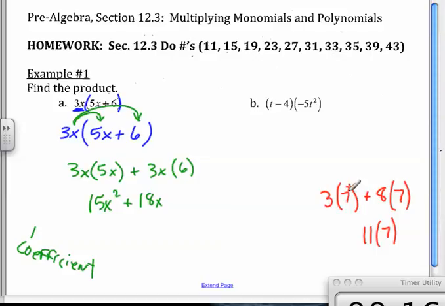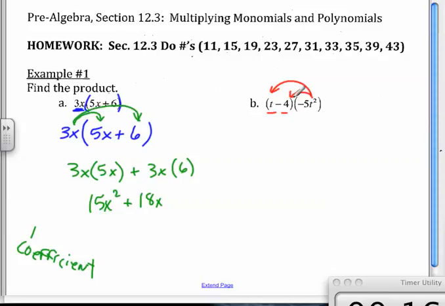All right? Good. Now I'm running out of time here, but I think that's okay. Let me get rid of this, because I think we'll be all right. Guys, for this one, the binomial is in front. That doesn't matter. We still do it the exact same way. I'm going to distribute the negative 5t squared into the binomial.